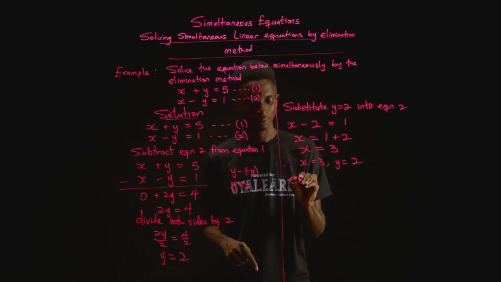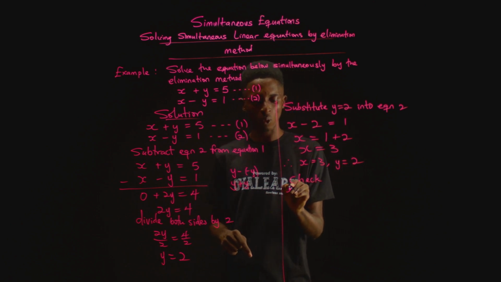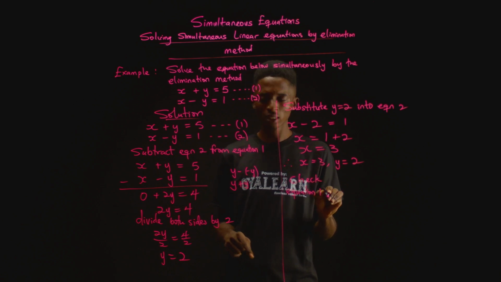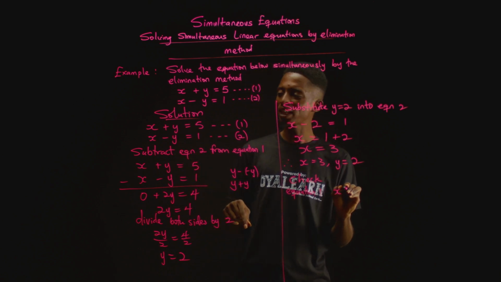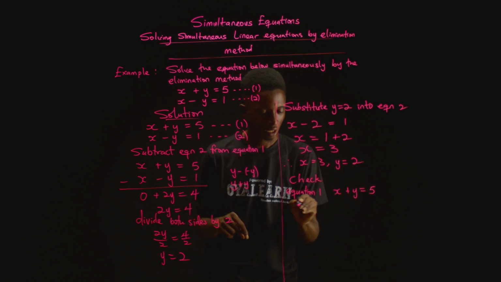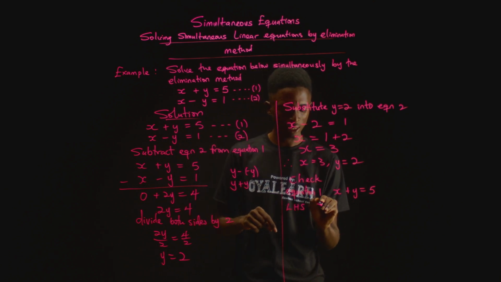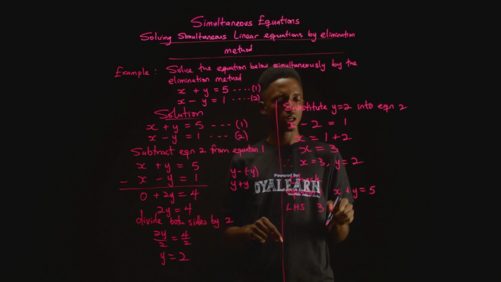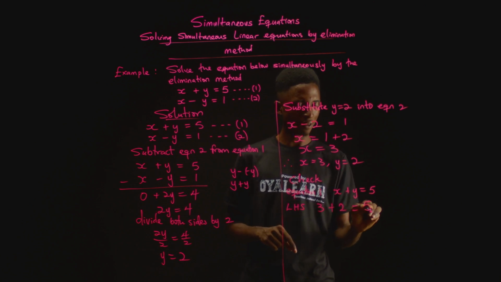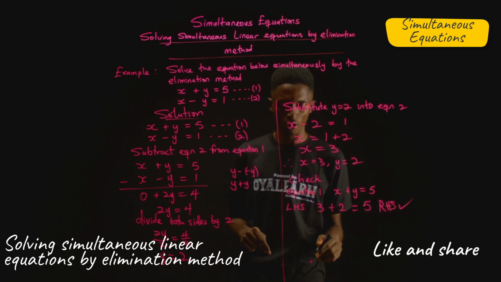Now let's check. So we'll check first with equation 1. Equation 1 states that x plus y equals 5. So let's check it. From the left hand side, we have x which is 3, plus y which is 2. And this will give us 5, which is consistent with our right hand side, hence it is correct.